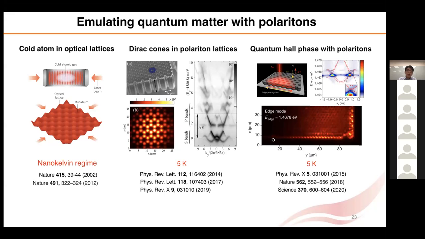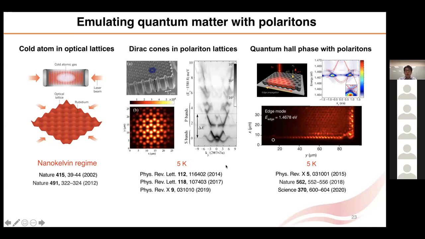As shown here, people can introduce, for example, the honeycomb lattice to simulate those Dirac cones from condensed matter, or even with a magnetic field, one can simulate those quantum Hall phases with polaritons at a slightly higher temperature of 5K compared with those cold atom systems.